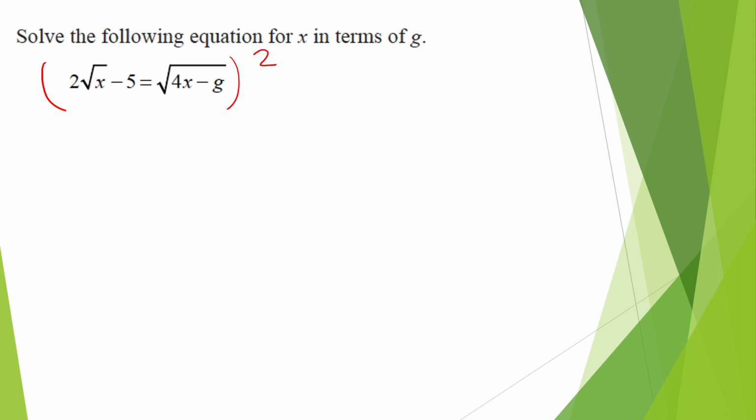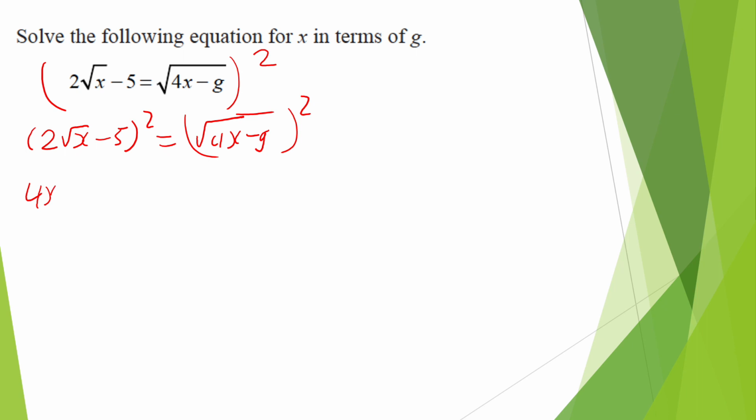So I'll square the first one, which is 4x minus... Basically when you square, I'm not going to do a shortcut just in case. So (2 square root of x minus 5) all squared equals (square root of 4x minus g) all squared. Now you square both sides, and I'll do the shortcut: you square the first term, which is 4x, minus 2 times the first one times the second term, which gives 20 square root of x, and square the last term, which is positive 25, and equal. This one is only the surd, so these cancel out. That's why it's 4x minus g.